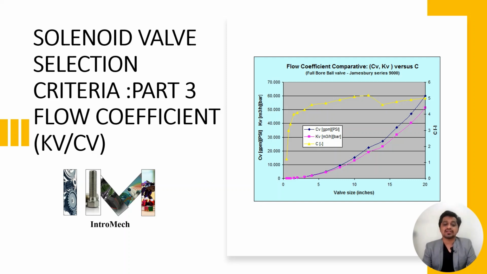So guys, as you know, we have started our new series based on the selection criteria of solenoid valves. We have covered some of the important parameters which are required for the selection of a solenoid valve. Today we will focus on one of the most important parameters, which is called the flow coefficient and is denoted by kV or CV in the catalogs. And this is a very important parameter while selecting a solenoid valve.